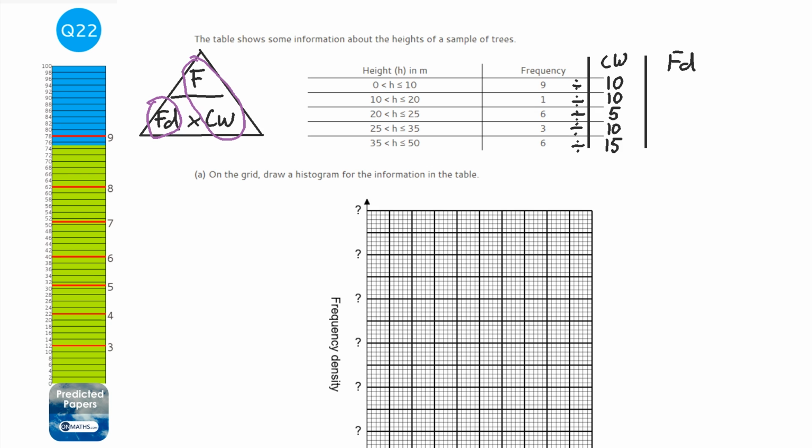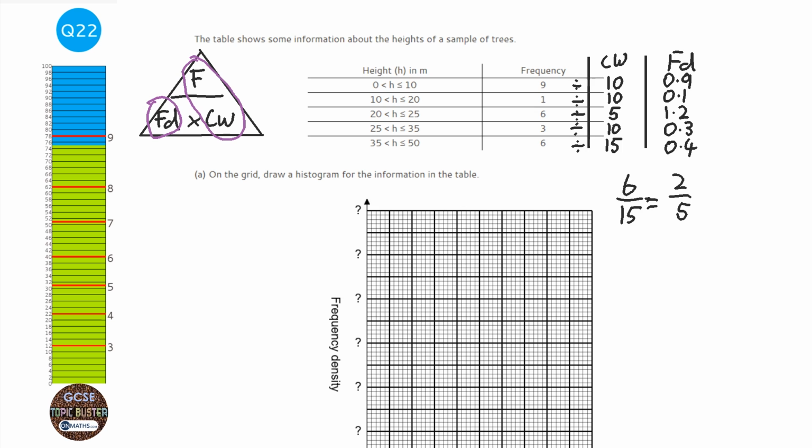Okay, so we've got 9 divided by 10, which will be 0.9. 1 divided by 10, which is 0.1. 6 divided by 5, well, that's 1.2. 3 divided by 10, which is 0.3. And 6 divided by 15. Well, if I've got a calculator, it's easy, but here I can divide top and bottom by 3, so that's 2 over 5. So that's 2/5, which is 0.4.